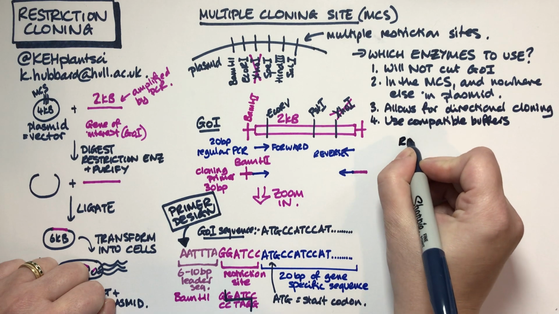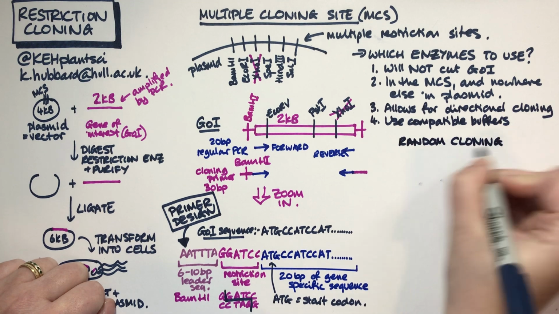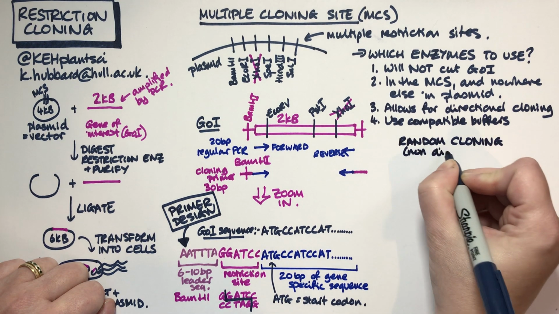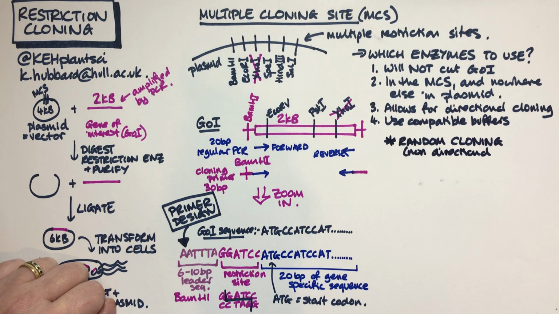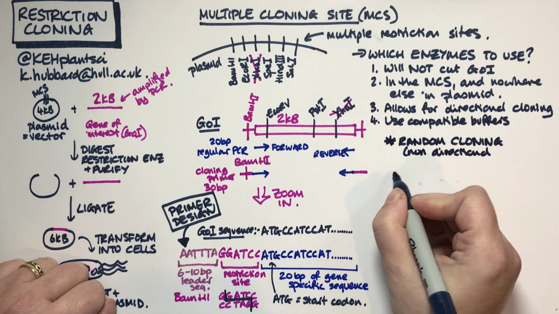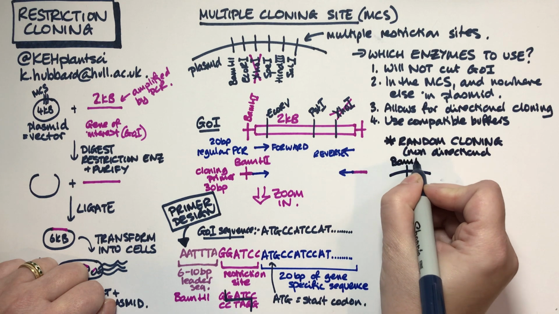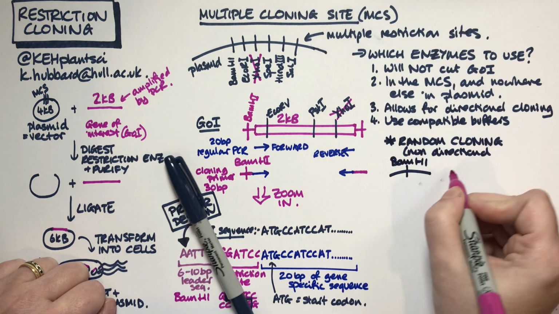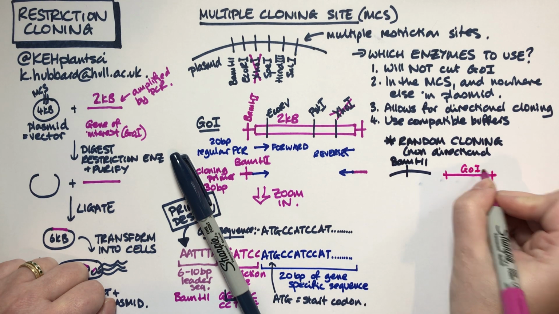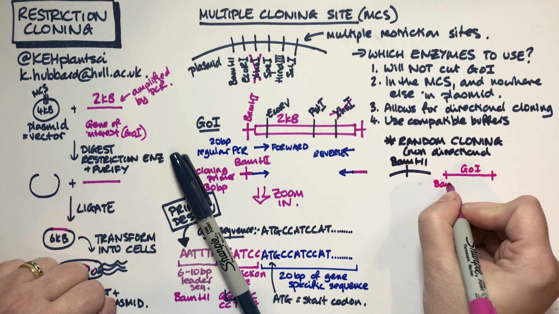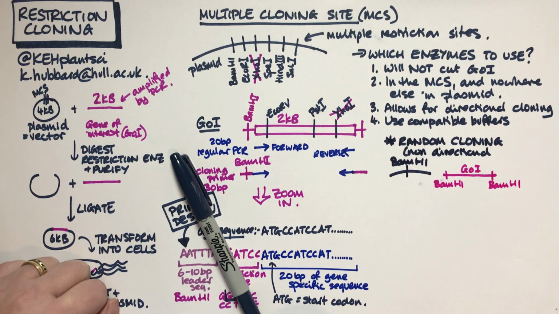So random cloning is non-directional. And let's think about what that means. Okay, so we've got random cloning. So if we do random cloning, then what we would do is to cut with BamHI in our plasmid. And on my gene of interest, I put BamHI at both ends. Okay, so I'd put BamHI and BamHI. Okay, so I could do this.